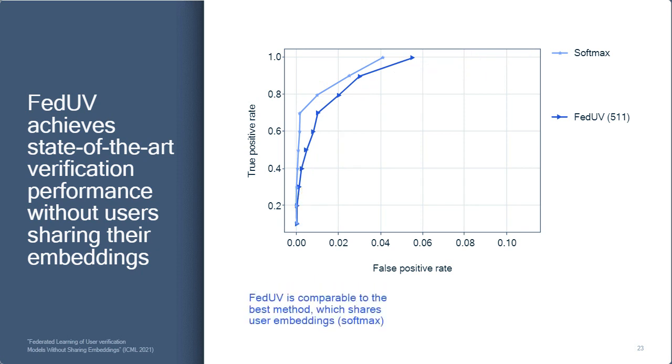So this FedUV for a particular embedding space of 512 turns out to be comparable to what we see is currently the best method, which uses a softmax and a one-hot vector space for all of the users. And here, the embeddings are actually shared among all the users when they calculate their loss function. Now, the goal in this plot is that we want a very high true positive rate for a given false positive rate, and the higher the better. As we can see, we're very close to a case where user embeddings are shared.